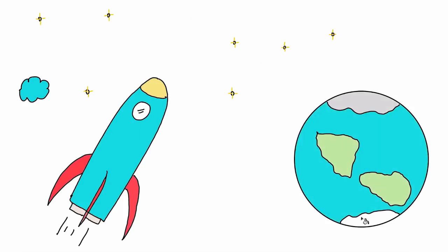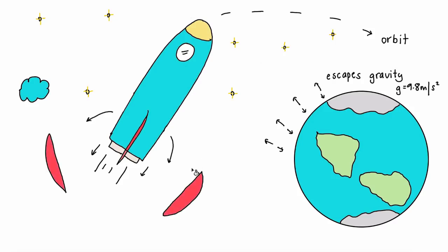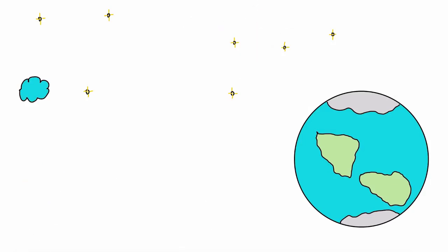After launch, to achieve the desired final orbital velocity around the Earth, or to escape from Earth's gravity, the mass of the rocket must be as small as possible, and so the rocket sheds mass by using different rocket stages, separating its parts, such as the rocket boosters.